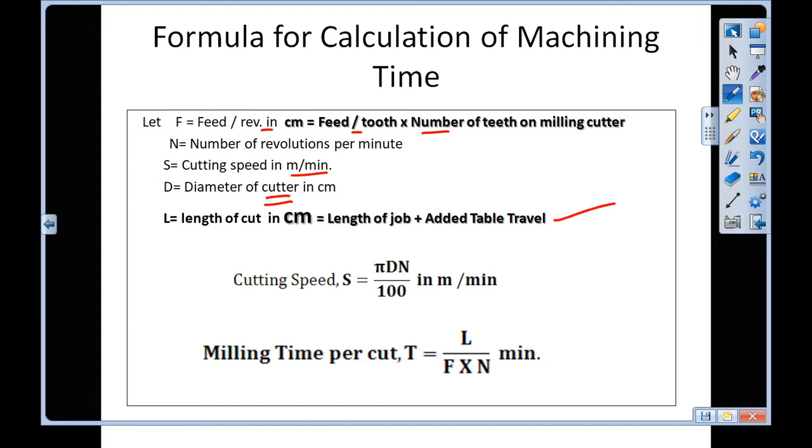L is the length of the cut in centimeters, equal to the length of the job plus added table travel. This we have to calculate, added table travel. We will calculate it in the coming slide. Now here is the standard formula of the cutting speed, S is equal to pi D N by 100, which we already know, in meters per minute. Here D is the diameter of the cutter, mind this, diameter of the cutter in centimeters, and N is the RPM of the cutter. So milling time T per cut we calculate by this standard formula, T is equal to L by F into N.